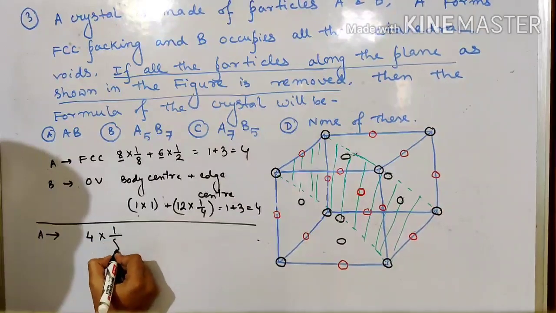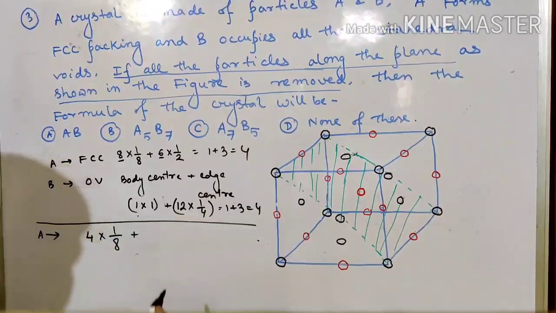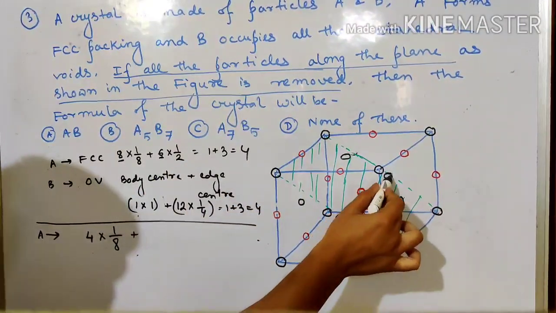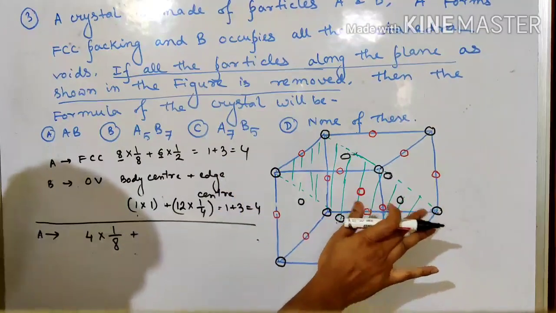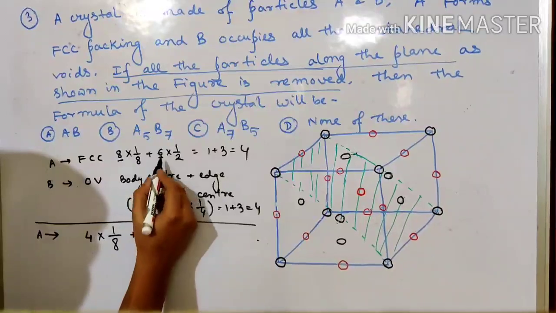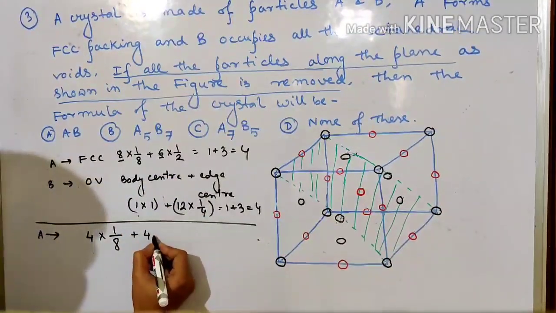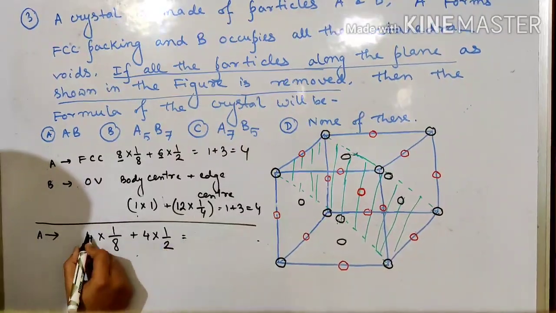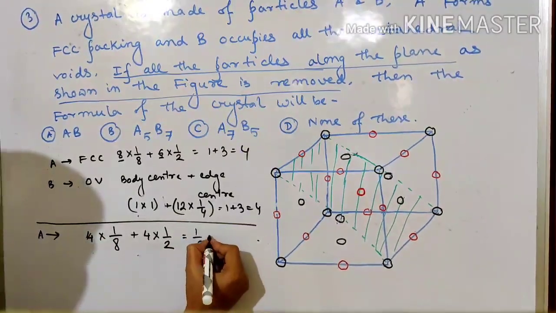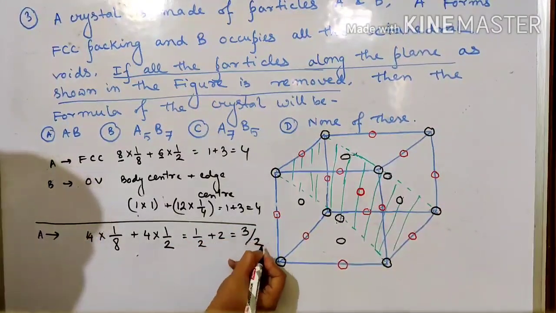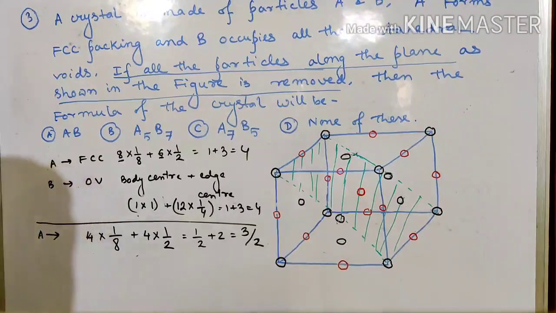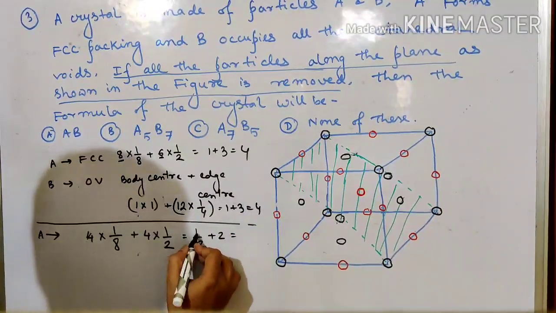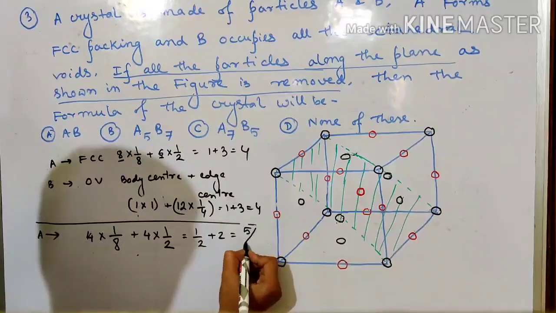Each corner contributes 1 by 8, plus out of the 6 face center atoms, 2 of them are directly falling onto this plane. So how many of them are still remaining? 6 minus 2, that means 4 of them are remaining, and each contributes half. So here the situation is, it is obviously half plus 2, so 5 by 2.